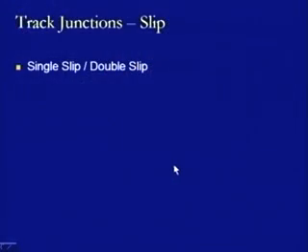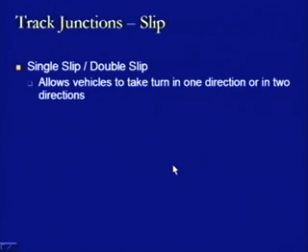Apart from these, there are some more types of junctions, like the junction termed a slip, which may be a single slip track junction or a double slip track junction. What happens in this one is that it allows the vehicle to take a turn in one direction or in two directions, depending on whether a single slip or a double slip is provided. So, accordingly, single directional or two directional turning may take place.